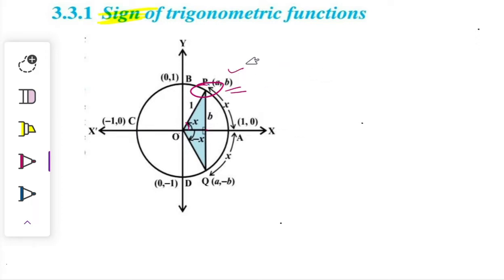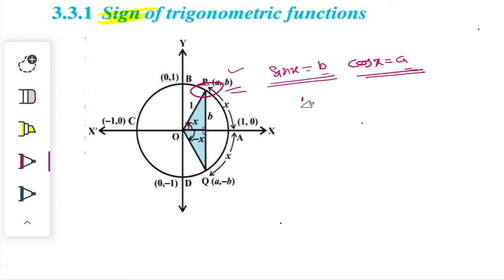Therefore, we can say here sin x equals b, as we know from previous, and cos x equals a. Here the signs of a and b are both positive because P is lying in the first quadrant. Therefore, in the first quadrant, sin x is positive and cos x is also positive.